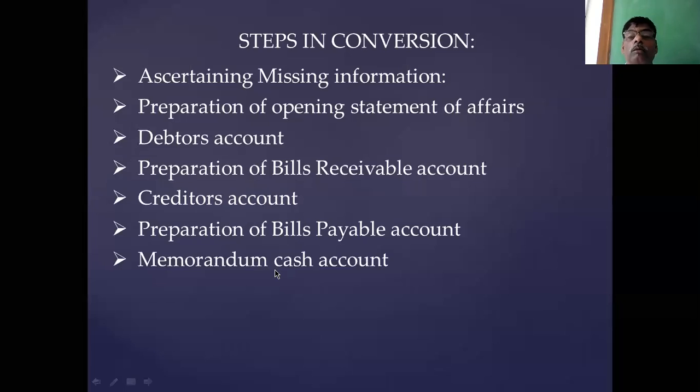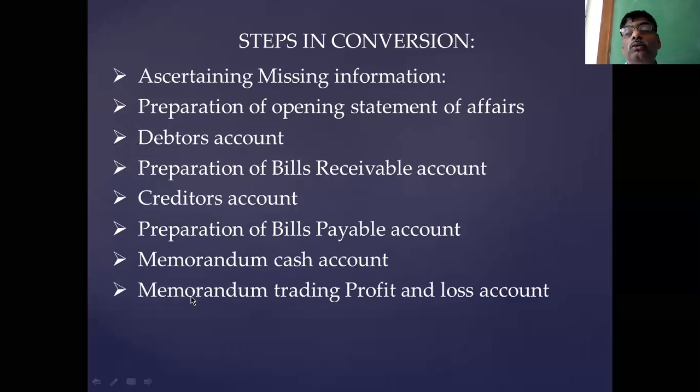Then next is memorandum of cash book. You have to prepare the cash book. Double column cash book you have to prepare. With the help of double column cash book, you have to find the missing information related with cash transaction. Okay. Then you have to prepare the trading profit and loss account under double entry form. Then lastly, balance sheet. These are the steps you have to follow in the conversion of single entry to double entry.